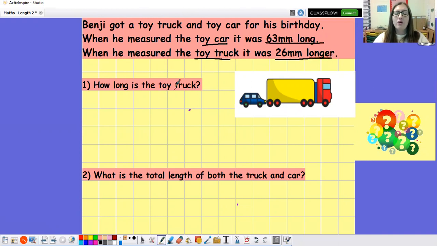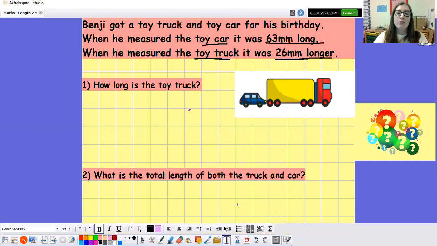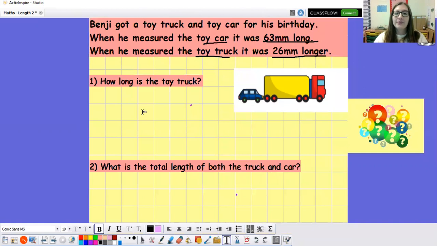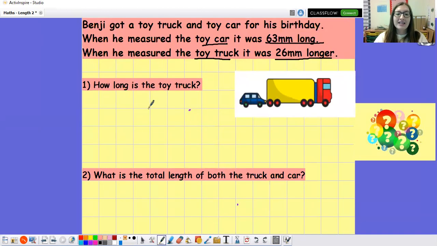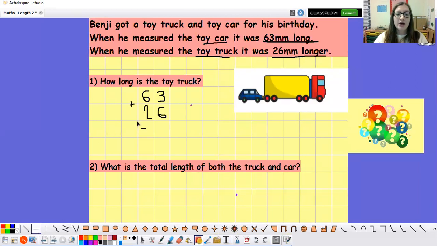So if I'm figuring out how long the toy truck is, if it's 26 millimeters longer than the car, am I going to be adding or subtracting? Yes, I'm going to be adding, aren't I? And what two numbers am I going to add together? I'm going to add together 63 and 26, because it's 26 millimeters longer. And remember, it's one number per box. And then I'm going to use a ruler to draw my equal sign.